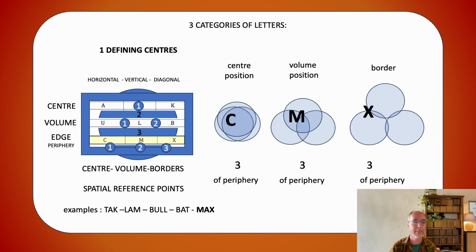Next word, max. Before explaining max, I will explain because I wanted to have a word with some letters of the third position. I have the M and the X, so I will explain the differences between these three words. So first, A, T, and K were positions of a point from the center point. Second letters, the U, L, and B, were about volumes taking a form. The last ones are about borders expressing something different.